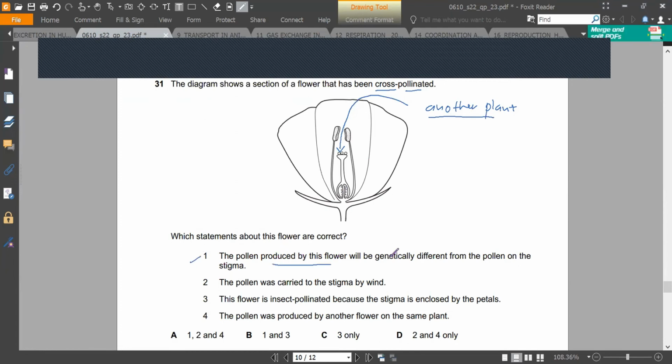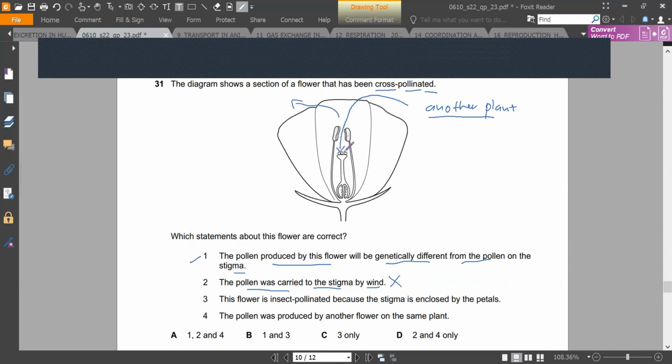Pollen produced by this flower will be genetically different from the pollen on the stigma, because we have cross-pollination. Pollen carried by the wind: no. Because if it is carried by the wind, the stigma should be on the outside, so it can be exposed to the wind.